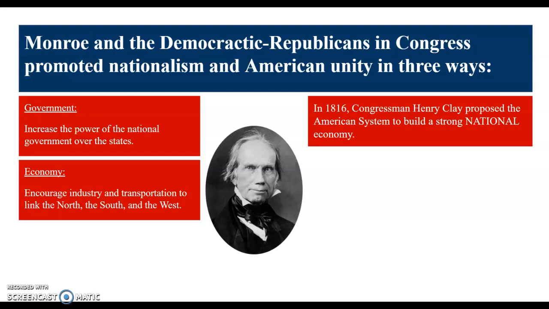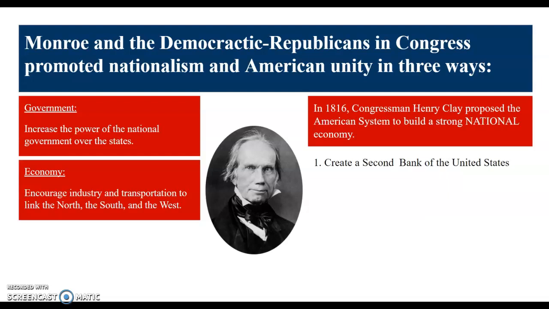In 1816, Congressman Henry Clay proposed the American System to build a strong national economy, an economy that the North, the South, and the West were all connected in, that they all supported one another. And so Henry Clay's American System had three parts.